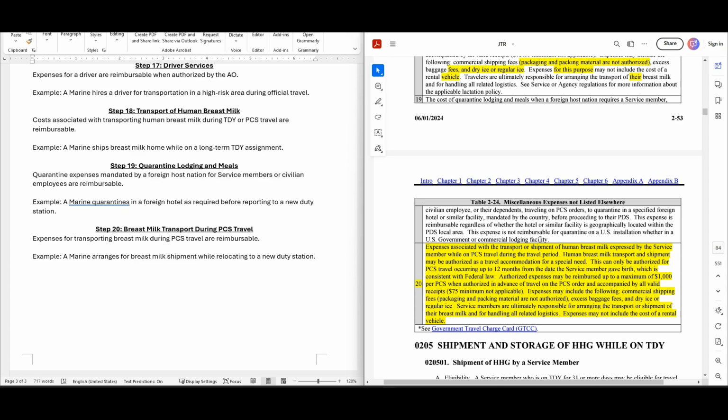This expense is not reimbursable for quarantine on the U.S. installations, whether in a U.S. government or commercial lodging facility. So this is a pretty good one, especially for MSG, those SSAs, because they're all over the world. So a lot of times a Marine will come into country and they were required to have some kind of ROM or quarantine at a location that was determined by the host nation.